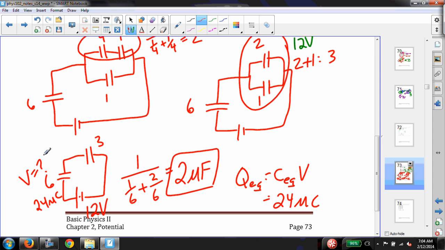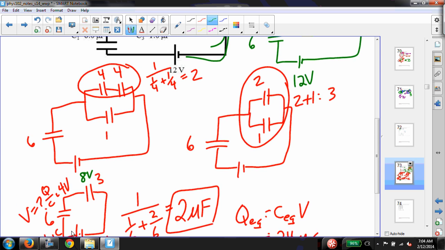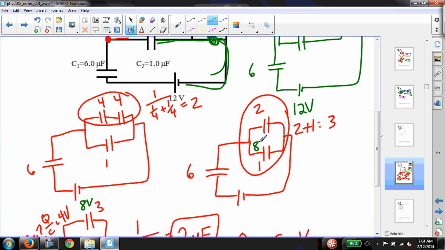So I know that there are 24 microcoulombs on this capacitor. And since there are 24 microcoulombs, that's going to be Q over C for my voltage, 24 over 6, or 4 volts. All right? Because of that, I have 4 volts there. I know that I have to have 8 volts here because I have a total of 12, and 12 minus 4 is 8. And if I have 8 volts there, that means I have to have 8 volts on both of these. All right? So I have 8 volts on this capacitor. I have 4 volts on this capacitor.